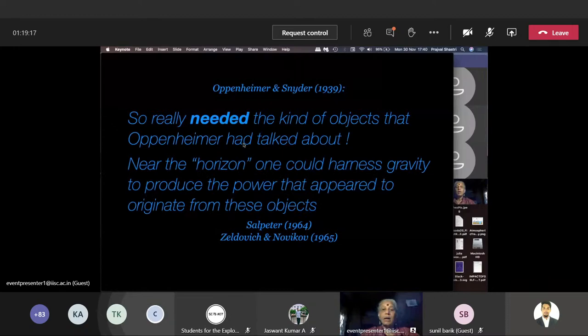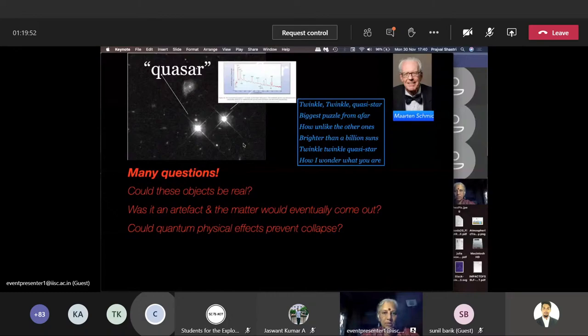So then, one really needed the kind of objects that Oppenheimer and Snyder had talked about, even though they seemed very unphysical and people were very skeptical. Near the horizon that Oppenheimer and Snyder talked about, one could harness gravity to produce the power that appeared to originate from these objects. And these ideas were put forth by Salpeter and independently by Zeldovich and Novikov, who said that matter swirling around in the neighborhood of these massive objects could generate the kind of luminosity that we see.